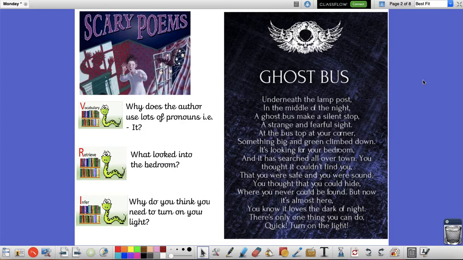Ghost buzz. Underneath the lamppost, in the middle of the night, a ghost buzz make a silent stop. A strange and fearful sight. At the buzz top at your corner, something big and green climbed down. It's looking for your bedroom, and it has searched all over town. You thought it couldn't find you, that you were safe and you were sound. You thought you could hide where you never could be found.